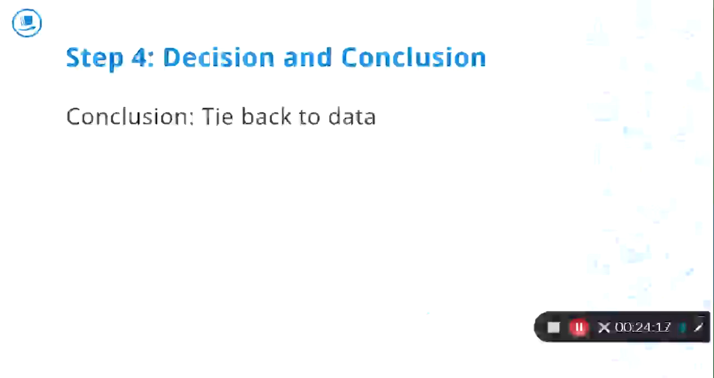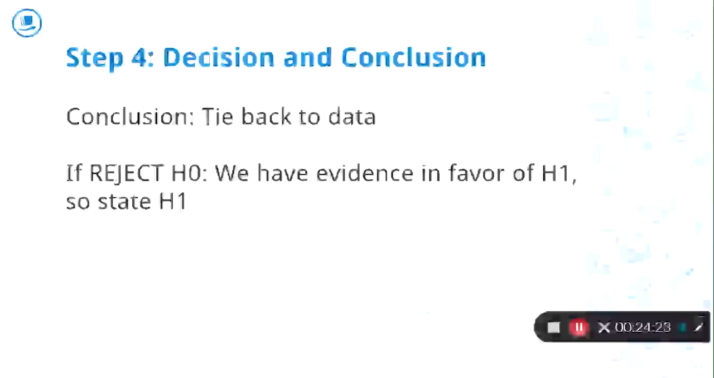The conclusion. The conclusion takes the logical decision and applies it back to the data. If we reject the null hypothesis, we have evidence in favor of the alternative. So we would state the alternative, right? In the example I have, if we reject the null hypothesis that the marijuana users are not different, then we're saying that they are different, and we might have evidence then that they scored lower on the memory test.